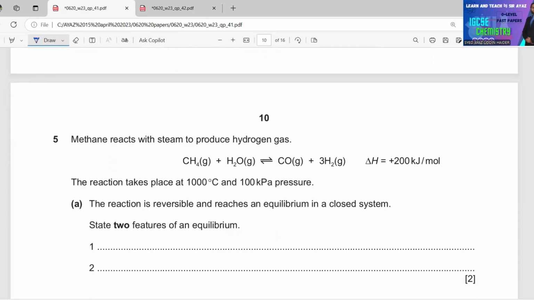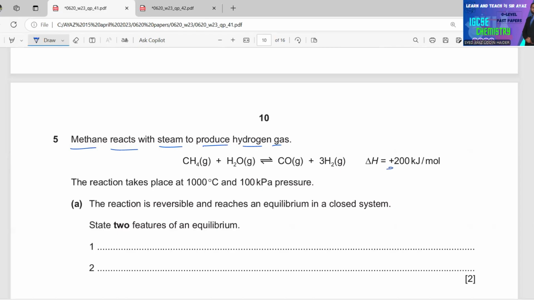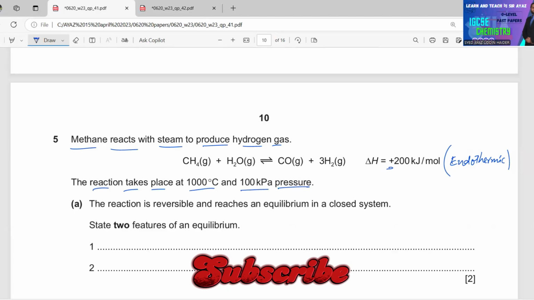Number 5. Methane reacts with steam to produce hydrogen gas. CH4 plus H2O gives CO plus 3H2. These all are in the gas state. That's why I'm not stating the state symbol. Say delta H is plus, which means the forward reaction is endothermic. I'm writing it here, endothermic. The reaction takes place at 1000 degrees centigrade and 100 kilopascal pressure.